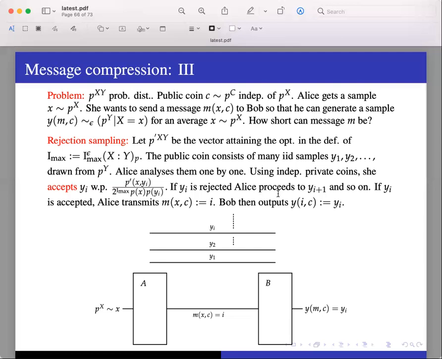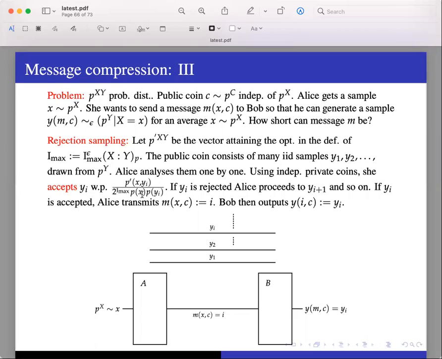Using independent private coins, she accepts the IID sample Yi with this probability. So let us stare at this probability. So remember, P prime was the optimum for the Dmax epsilon. So this ratio, P prime of X, Yi divided by the product of the marginals with respect to the original P. So the upper bound of this ratio is 2 to the Imax. Remember, P prime is the smoothing probability sub-distribution.